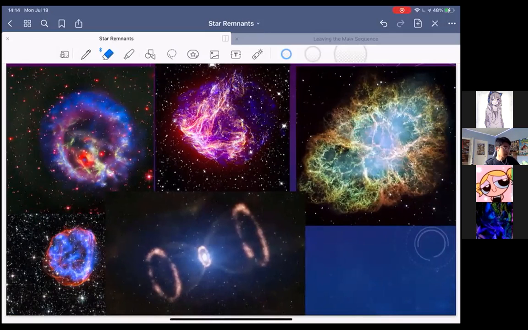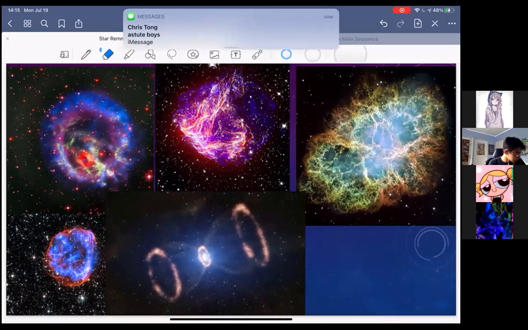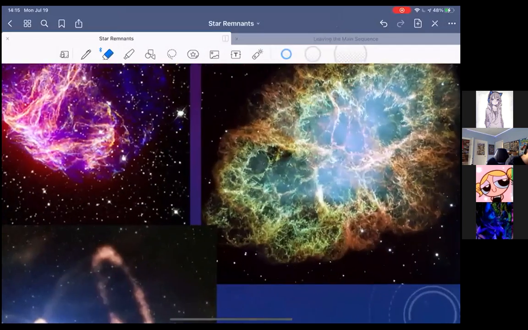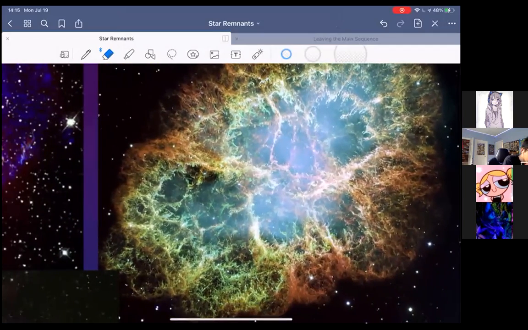So these are all supernova remnants, that we call. A star underwent a supernova, and this is what remains of it. So let's kind of go through each of these, I guess. So here is one of our most famous nebulas, what we call the Crab Nebula.